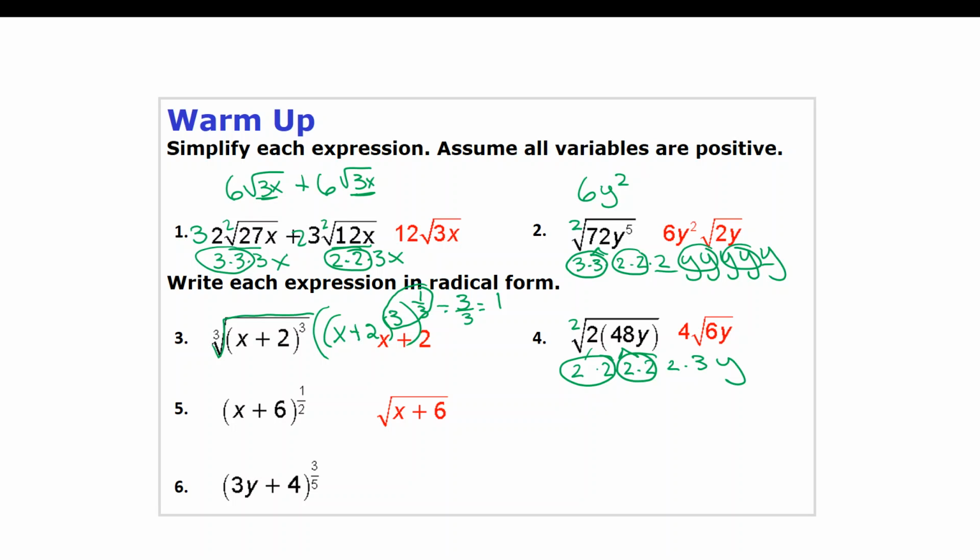And now let's look at this one. What I want you to think of first is get this to be a 1 over a fraction. In this case, it's going to be 1 over 5. So we're going to say 3y plus 4 to the 1/5 power times, or raised to the third power. Notice that 1/5 times 3 is the same as 3 over 5. So now that I have this, I can see that my answer is going to be the 5th root. I took my index and put it over here, times 3y plus 4 raised to the third power.